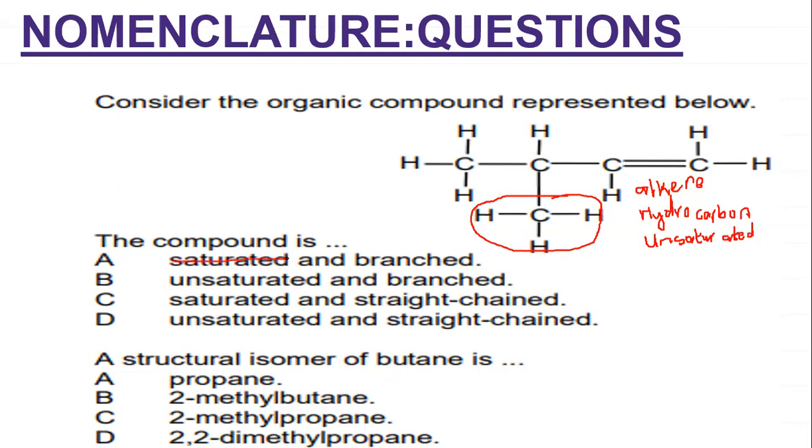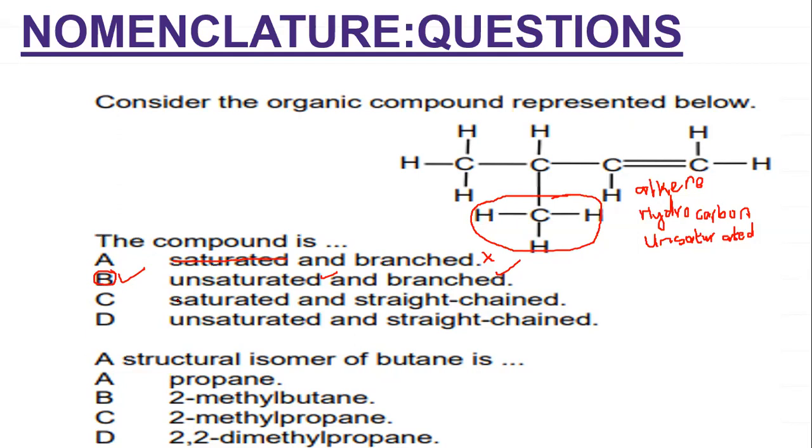So this is not true. And they say it is branched. Yes, it is branched, but the fact is that it is not saturated. So this is incorrect. Then they tell us the compound is unsaturated. We say yes, it has a double bond. That is 100% correct. And it is branched, and we say yes, there is a branch there altogether. So this option is definitely the correct option.